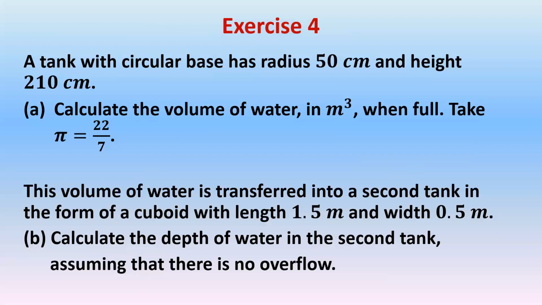Exercise 4. A tank with circular base has radius 50 centimeters and height 210 centimeters. Part A. Calculate the volume of water in meter cube when full. Take pi to be 22/7. This volume of water is transferred into a second tank in the form of a cuboid with length 1.5 meters and width 0.5 meters. Part B, calculate the depth of water in the second tank, assuming that there is no overflow.